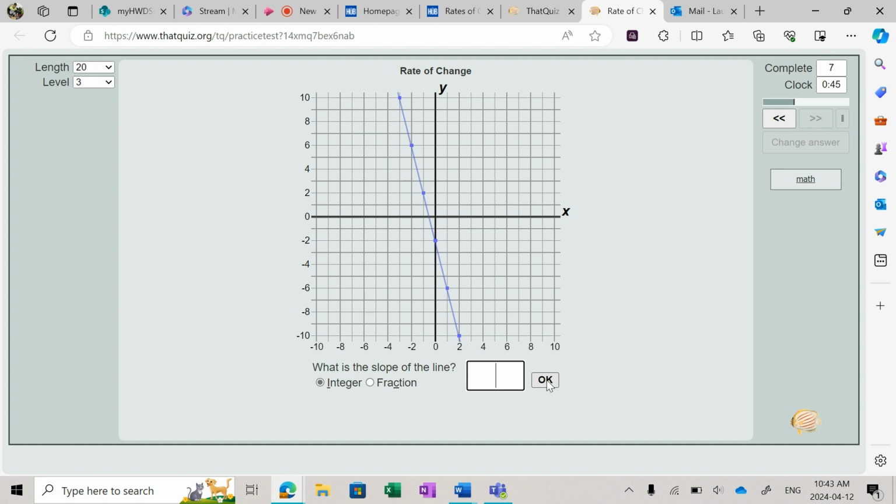Yeah, so that's all you're doing for these. I don't think there's anything crazy. You're just seeing what the slope is. They give you the nice points to go to, so I don't think there's any integer ones, fraction ones. Okay, I hope that helps clear it up if that was weird.